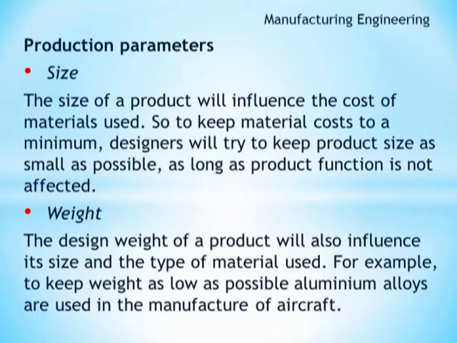The size of a product will influence the cost of materials used. So to keep material costs to a minimum, designers will try to keep product size as small as possible, as long as product function is not affected. Weight. The design weight of a product will also influence its size and the type of material used. For example, to keep weight as low as possible, aluminum alloys are used in the manufacture of aircraft.